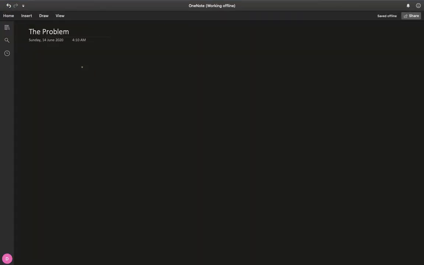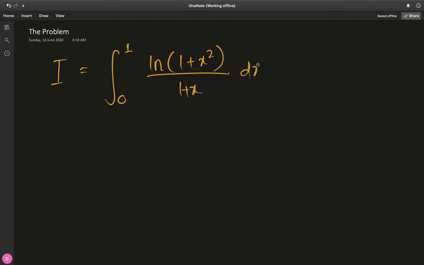So as always, let's start with describing what the problem is. Let's call it I, and the problem is the integral from 0 to 1 of the natural log of 1 plus x squared divided by 1 plus x dx.